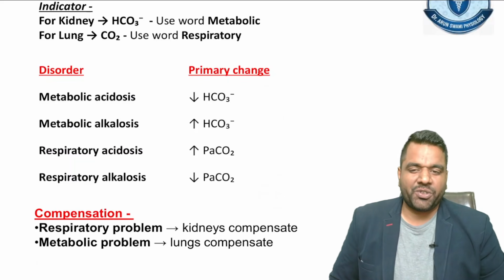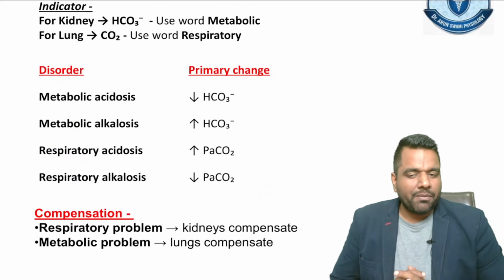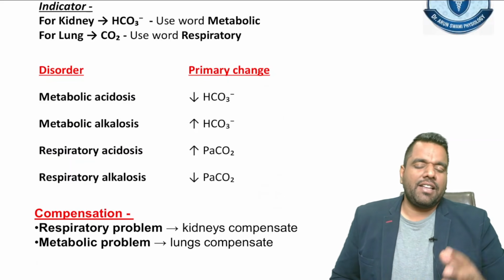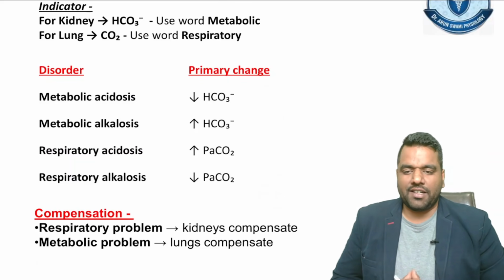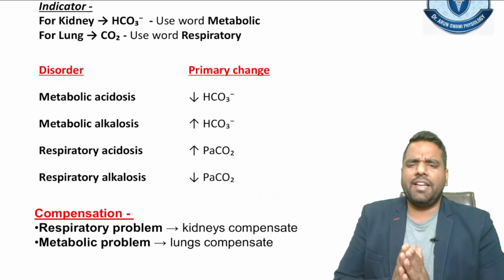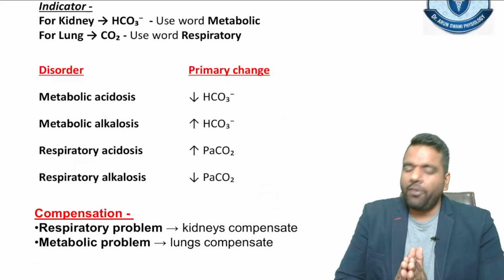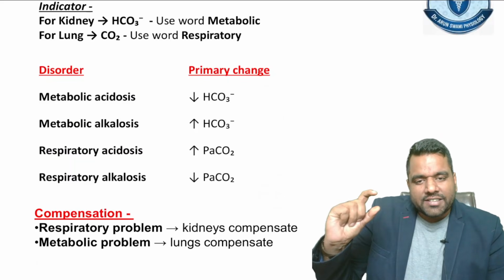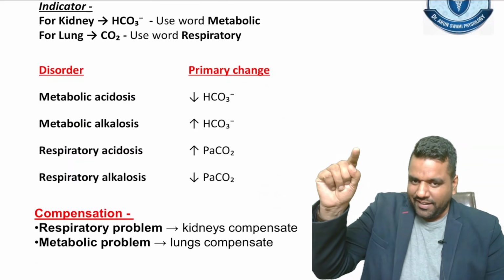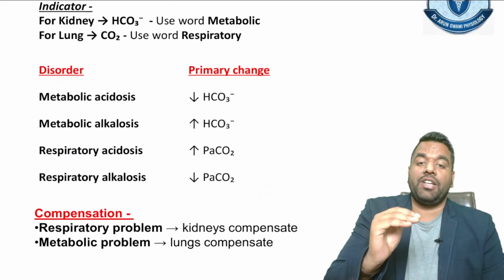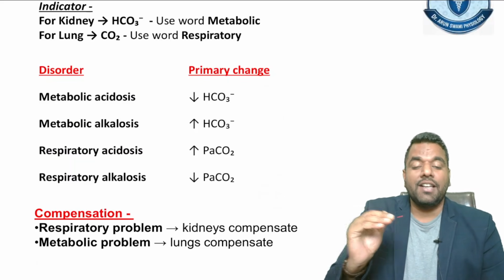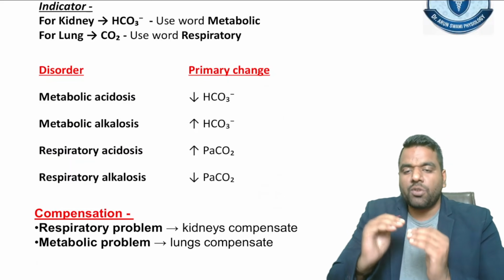Now the question comes, what about the compensation? Sometimes we see partially compensated, fully compensated, and uncompensated conditions. Guys, the meaning of compensation is simple: whenever one substance changes the pH, the other substance tries to compensate for this change and bring the pH back to the normal condition.